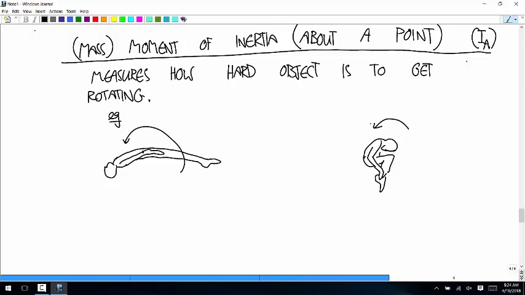Okay, so you get a lot more points for doing it layout than you do for doing it tucked, because it's a lot harder to get your body rotating in this position than it is in this position. And because of that, you have to get a lot higher to finish two flips in this position than in this position.